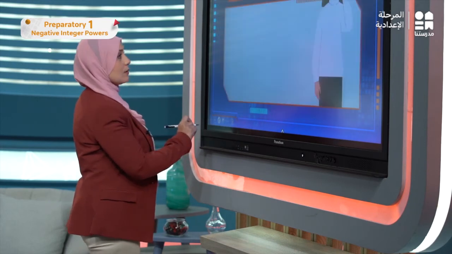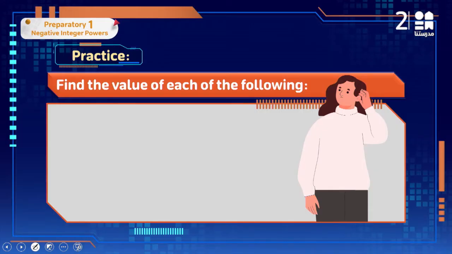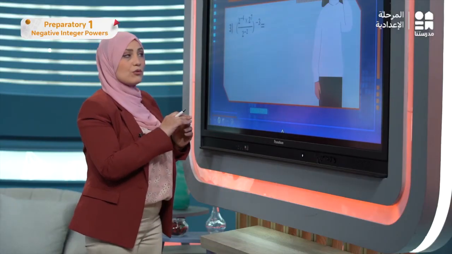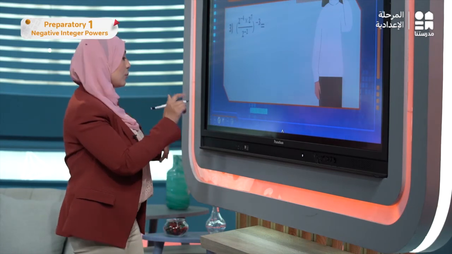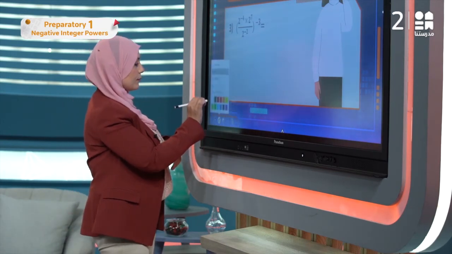Here, let's take this one. Practice. Find the value of each of the following. Number 1: (2 to the power of negative 4 times 2 to the power 7 over 2 to the power of negative 2), all of them to the power of negative 3. As we said, it's up to us to do it by adding the exponents or flip one. I'm going to do it by the first way.